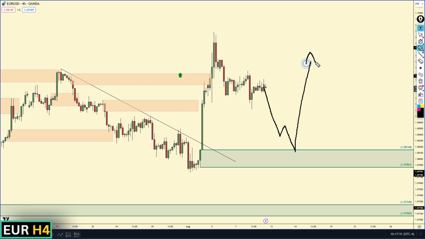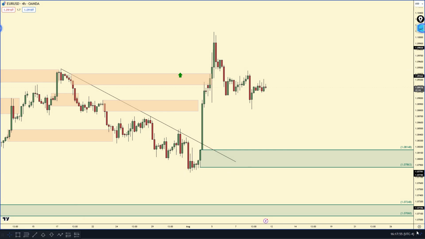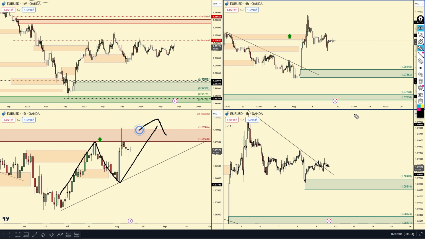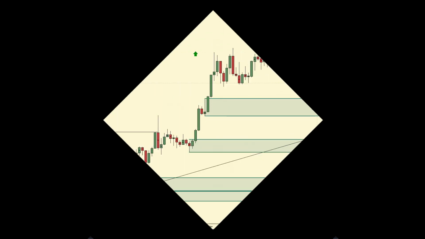It's kind of a better entry to look for longs at. So a couple demand zones there on the 1 hour and the 4 hour chart on the euro that we could continue to look for longs at to trade with this overall daily trend here on the euro US dollar.